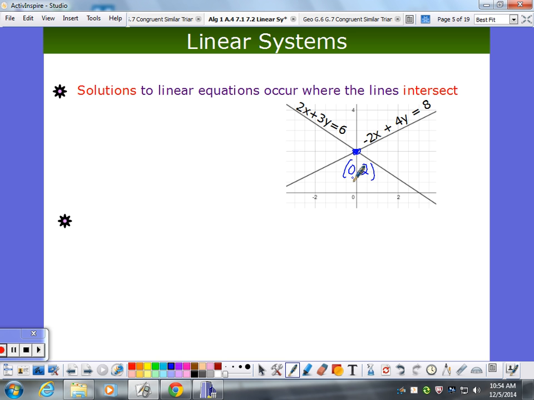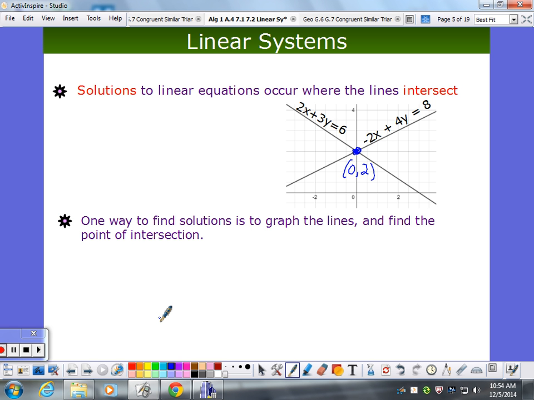So what we did over there was find this, okay? That's a solution. So if I ask you, is this a solution to the system? Plug them in both. If you get true statements both times, the answer is yes. Otherwise, no. Okay, so one way to find solutions is to graph them. Graph them. Find a place where they cross.